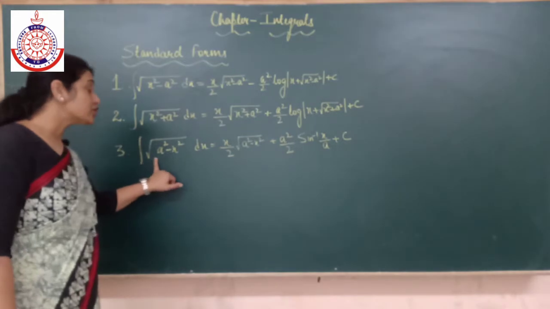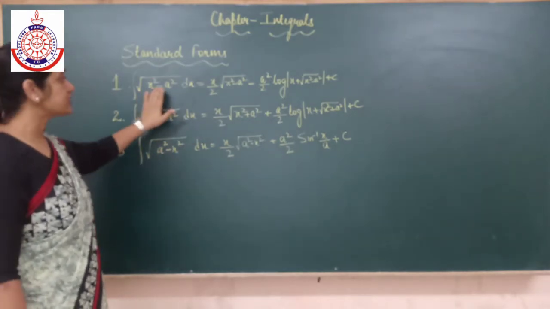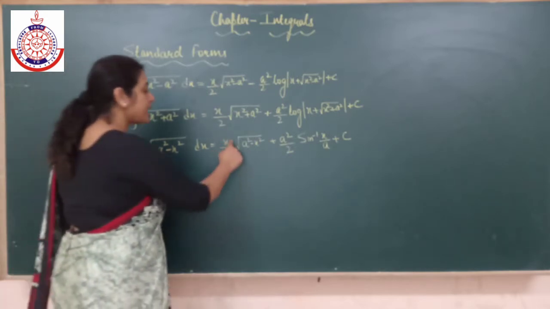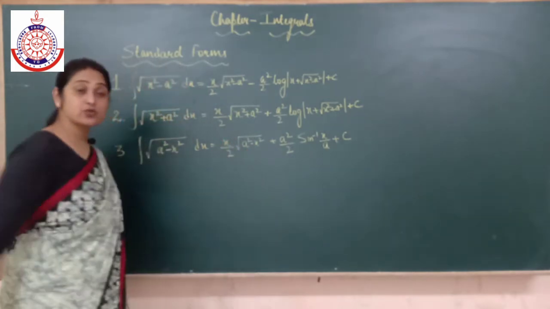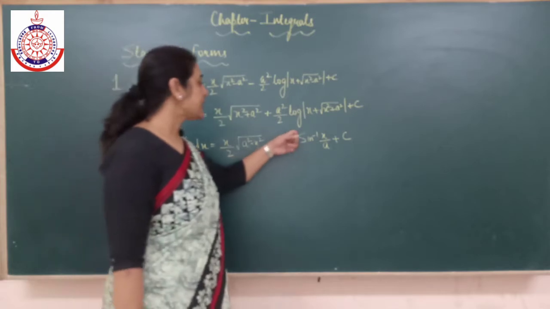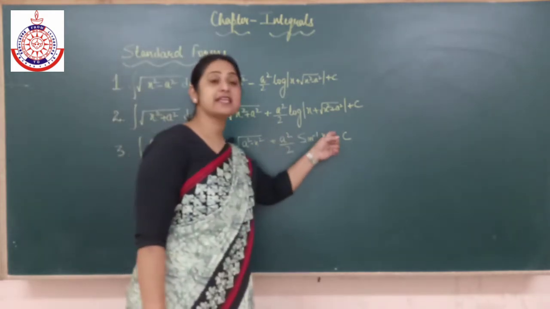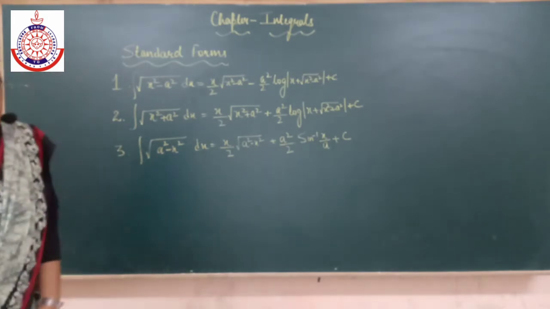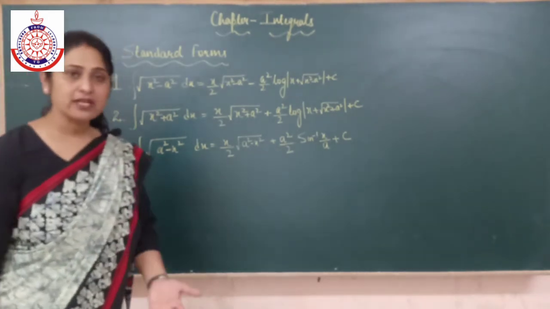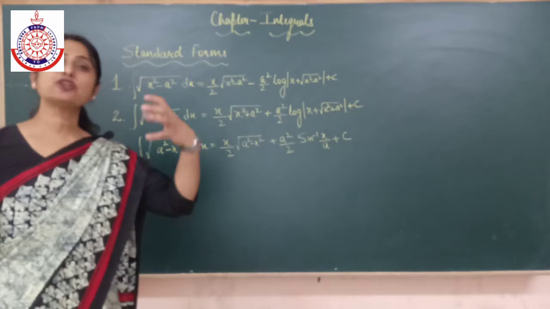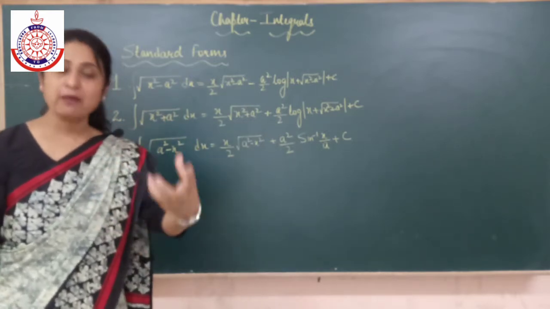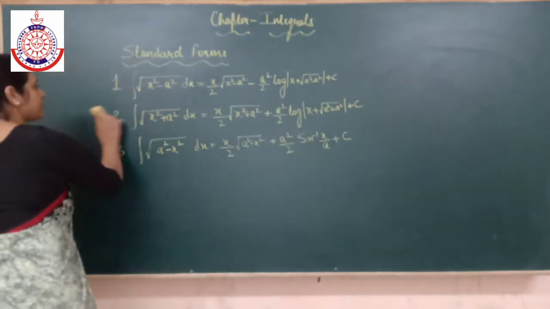And if I have under the root a square minus x square, if I have a square minus x square, it will be x by 2 under the root a square minus x square plus a square by 2 sine inverse x by a plus c. Alright, and definitely you have to learn these formulas, because when it comes as a part of some question, you have to write the formula directly. Otherwise we can derive it also.